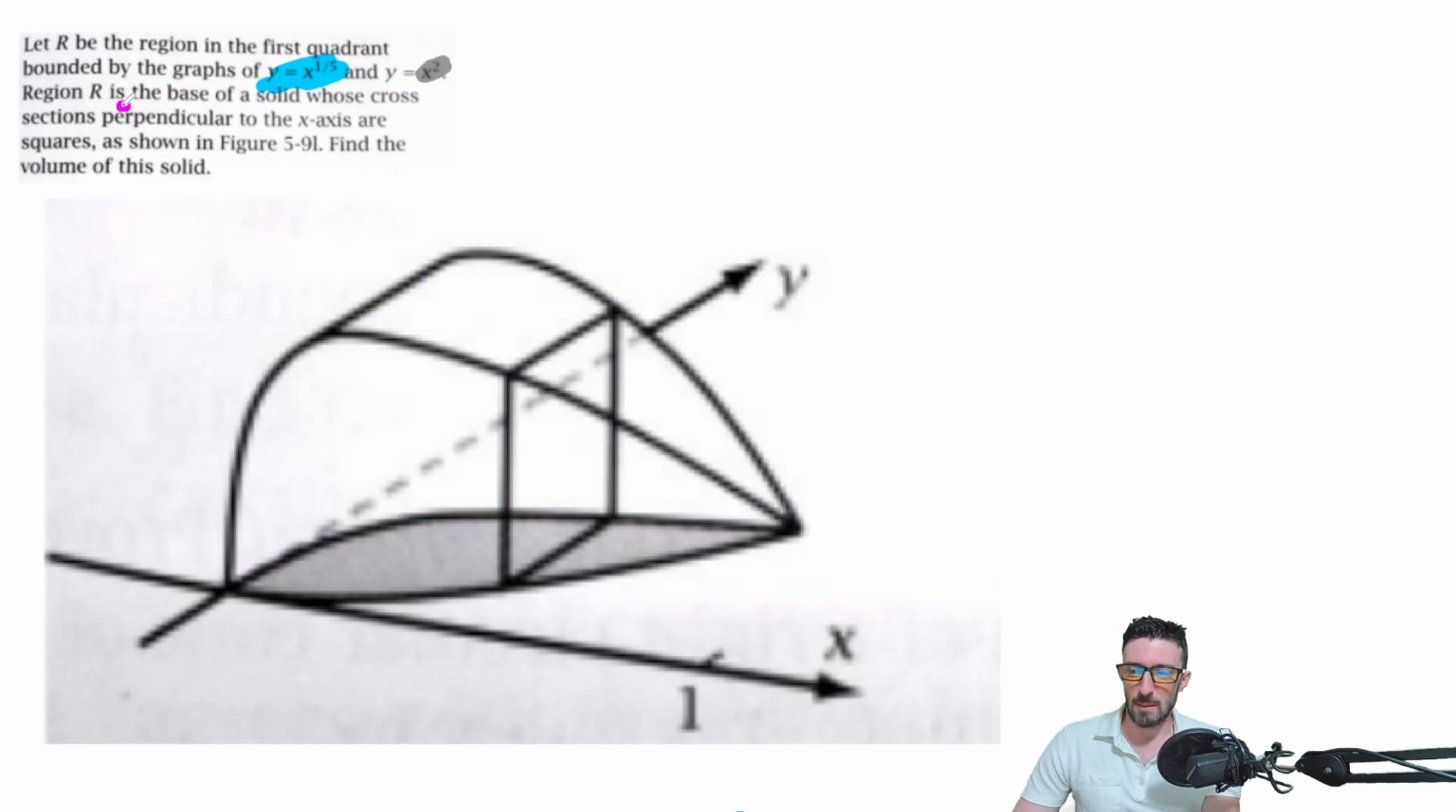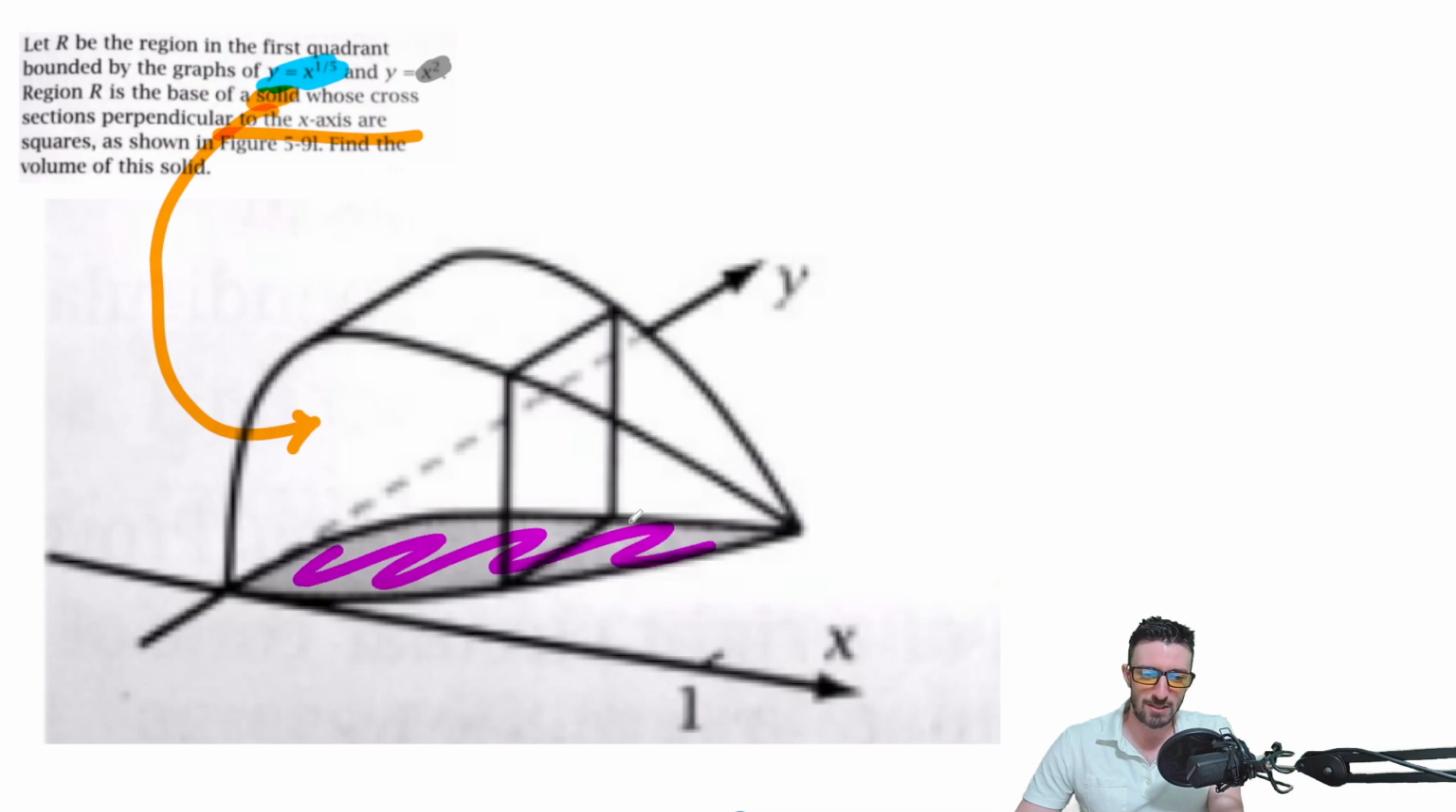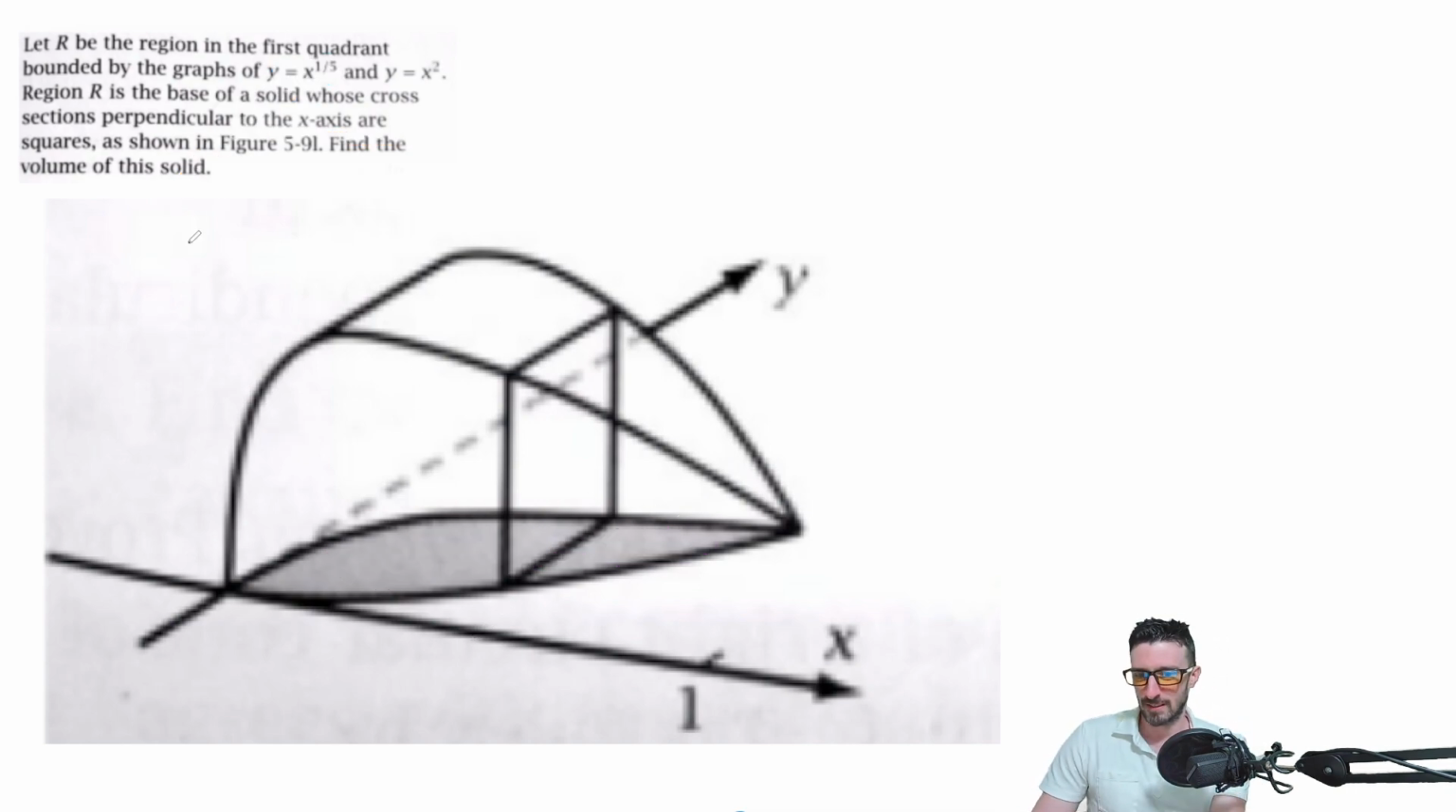But they're saying it's the base of a solid whose cross sections perpendicular to the x-axis are squares. So they're talking about a solid. Well, where's the solid? It's right here. It's this 3D thing. That's the solid. And region R is just the base. It's just the part at the bottom.